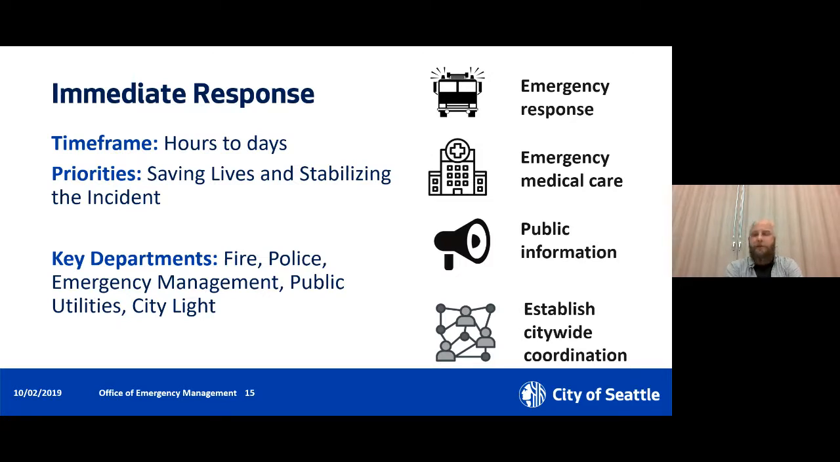And then the 4th thing is establishing citywide coordination. So all of the work we do after that immediate response is really going to be influenced by how we can assess the situation across the city and then put our resources to best use throughout the city. So key departments in this are fire, police, emergency management, public utilities, City Light, and I should have put SDOT there too. I'd say Seattle Department of Transportation, because access to places is big. We'll talk about that in the last phase as well, but they definitely have an immediate response as well.